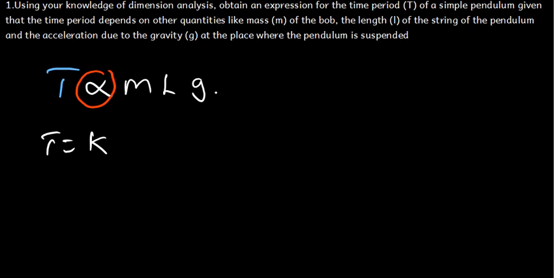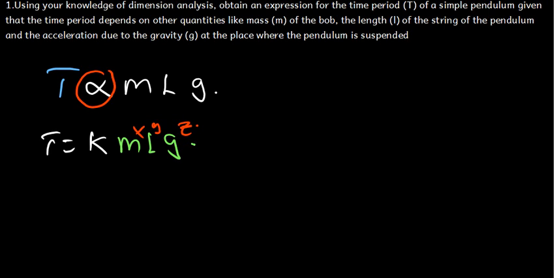Now after replacing this with equal to k, this now is going to be the m, l, g. But what we need to understand is that we don't know the powers of the mass, the length, and also the power of the g. So we are going to replace them with letters. I'm going to say this is going to be x, this is going to be y, this is going to be z. So this is going to be my formula, but my goal now is to find the values of x, y, and z. And then I need to plug in there.